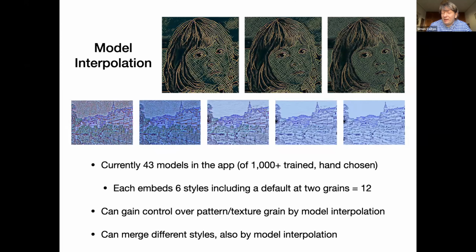I've trained about 1,000, played around with them. Most of them don't work. Style transfer barely ever works, let's be clear. And if you're trying to get 6 working at the same time in one model, it's even more difficult. But I have been able to extract 43 different neuromodels, which are all inside that app. And they include 6 styles at 2 different grains. So you get 12 different styles per model.